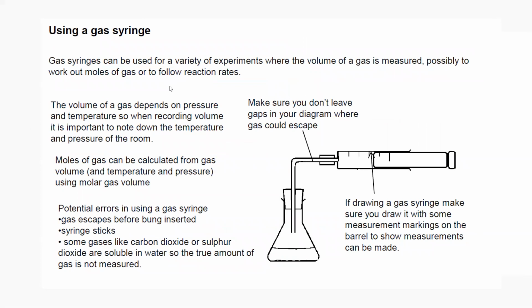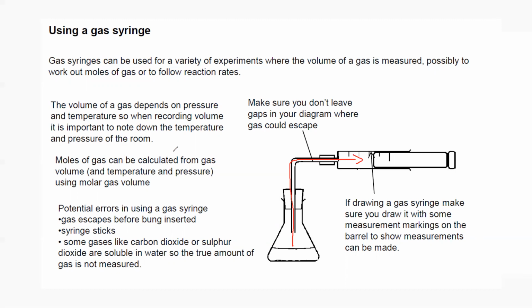Then, measuring the volume of a gas by using a gas syringe can be done. As reactants react and form a gaseous product, we can collect that gas. A gas syringe can be used for a variety of experiments, and the volume of the gas depends on the pressure and temperature as well. So when recording the volume, it is important that you note down the temperature.